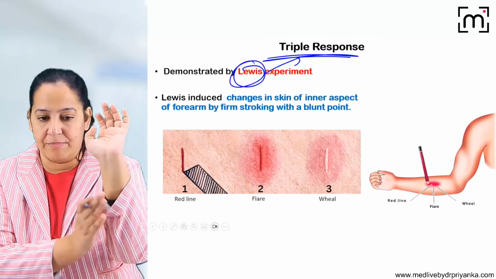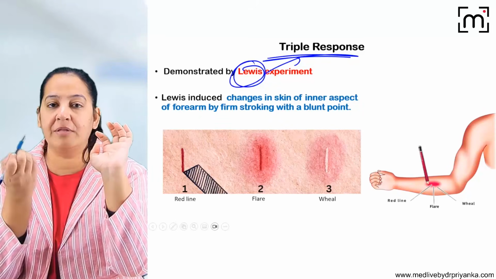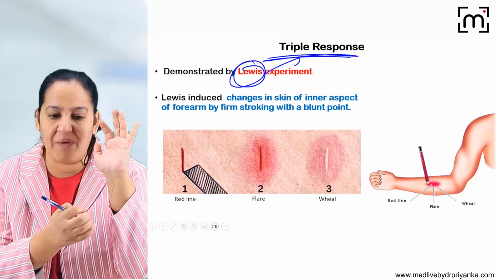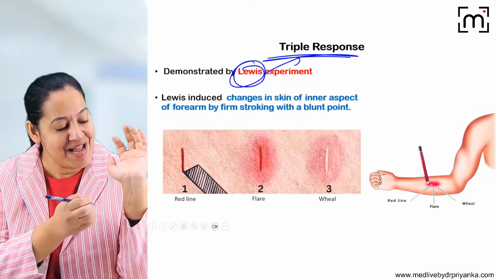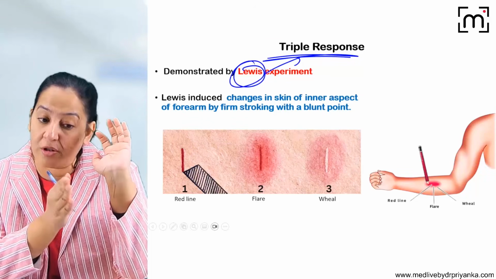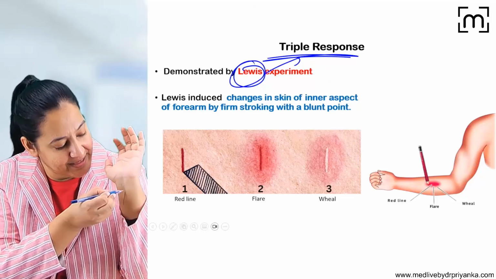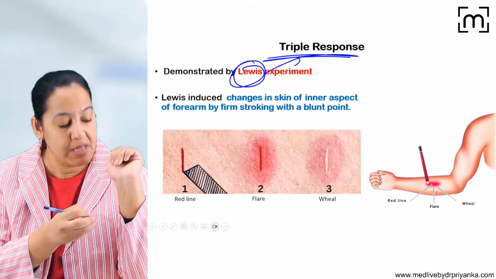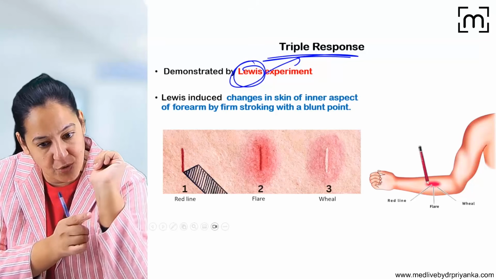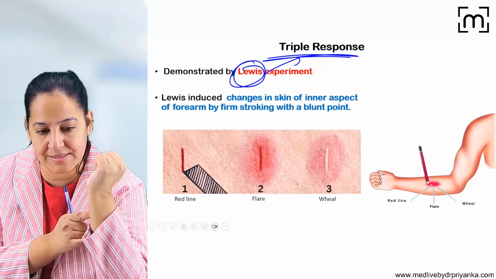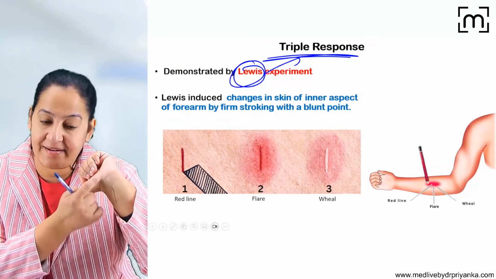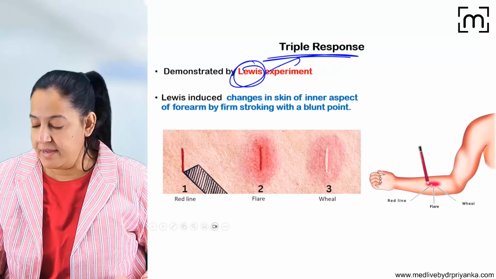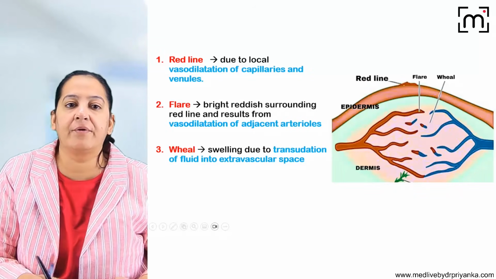So he took the forearm. This is my forearm. On the forearm, Lewis gave a blunt stroke. Now I cannot give it to myself, it will hurt me. As soon as he gave the blunt stroke on the forearm, he noticed 3 things. That's why it is known as the triple response. Where he gave the blunt stroke, you can see this line. Here it became red in color. So the first response is the red line. Can you see the first response is the red line? You can see it here.